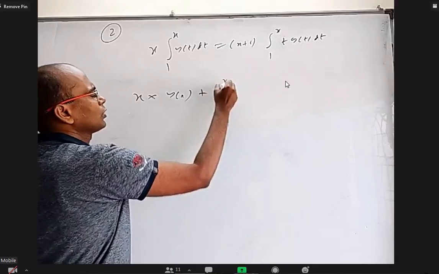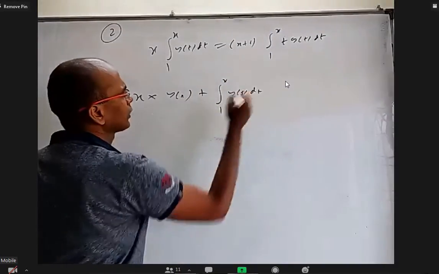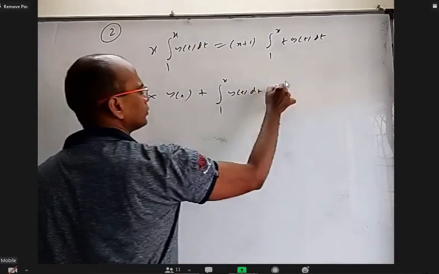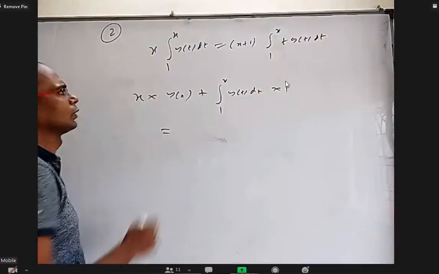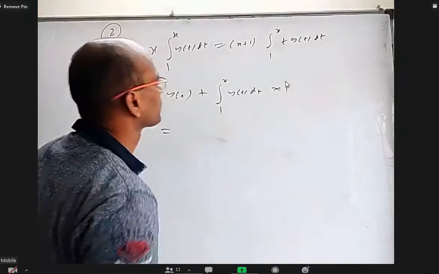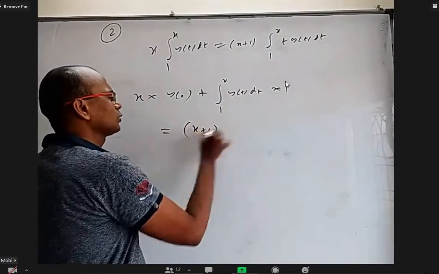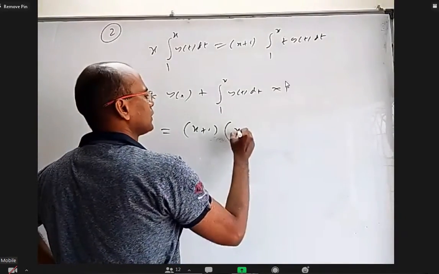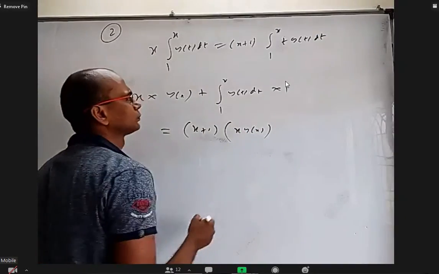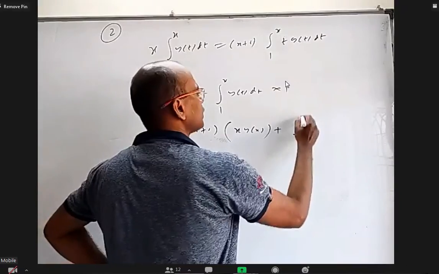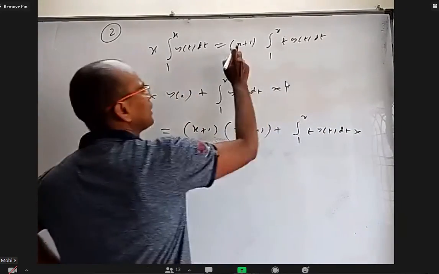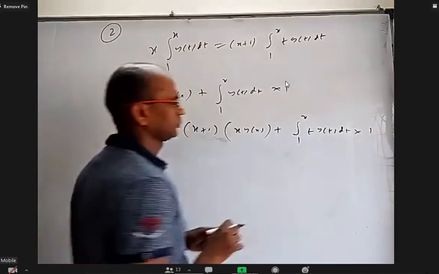Next, integral 1 to x of y(t) dt. The derivative of x is 1. Coming to this, (x plus 1) into the derivative of this, which means in the place of t you write x. That is x y(x), plus integral 1 to x of t y(t) dt into the derivative of (x plus 1), which is 1.